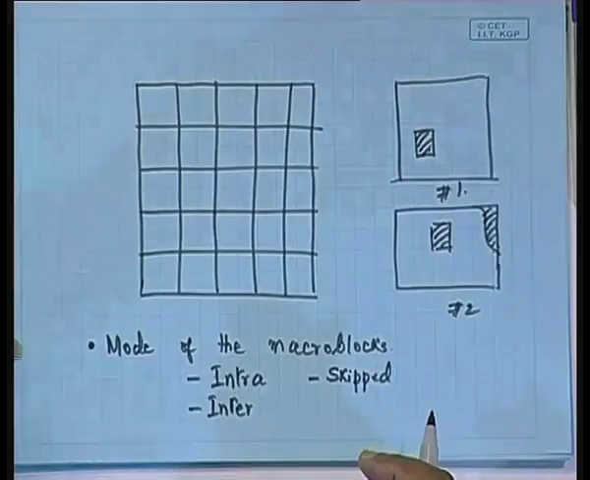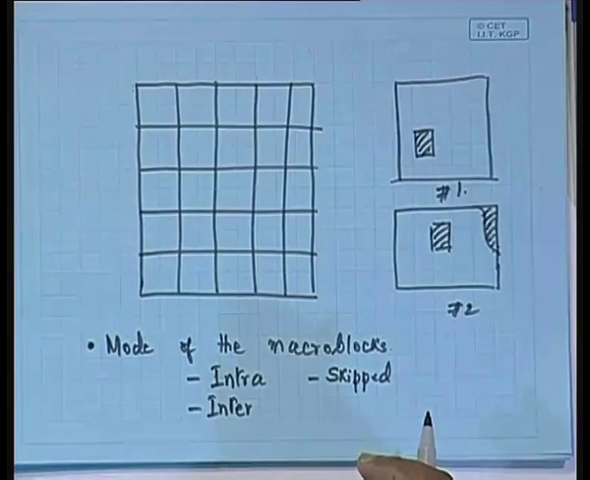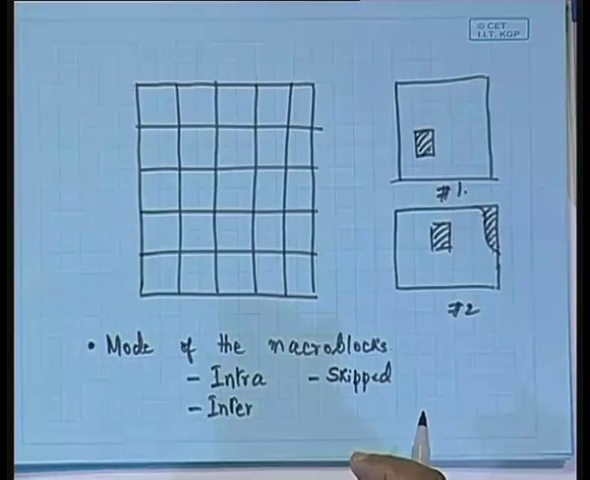So, essentially this is how the mode of the macro blocks is going to be defined. And now, with this concept I come to the latest video coding standard, which is the H.264.